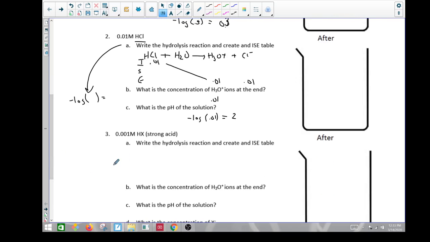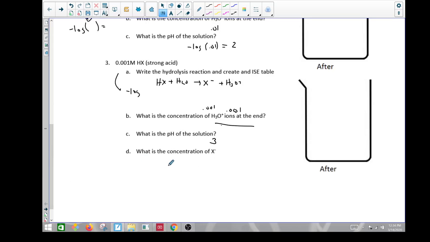Same one here. Try shortcutting it here. Negative log. Well, it's asking for this guy, so you can write that all out. But the HX plus H2O yields X negative plus H3O plus. This is 0.001, 0.001, and this is point. Well, that's the answers right above here, and the pH is just going to be 3. Negative log that value, and you'll get 3. What's concentration of X? 0.001.